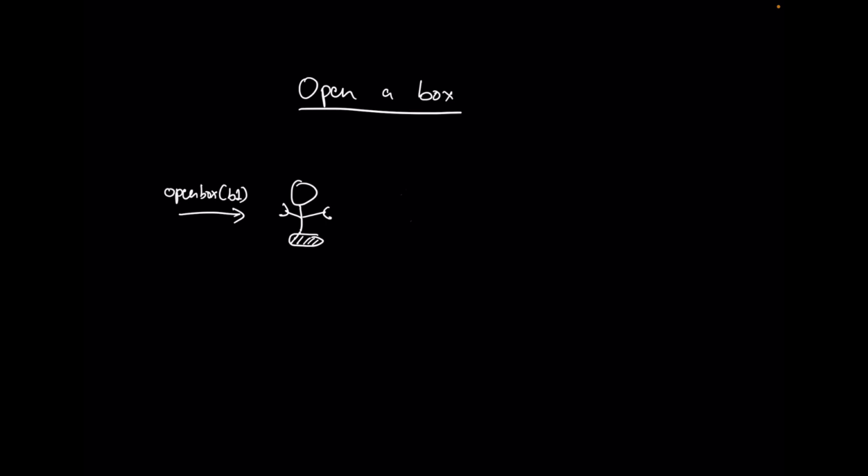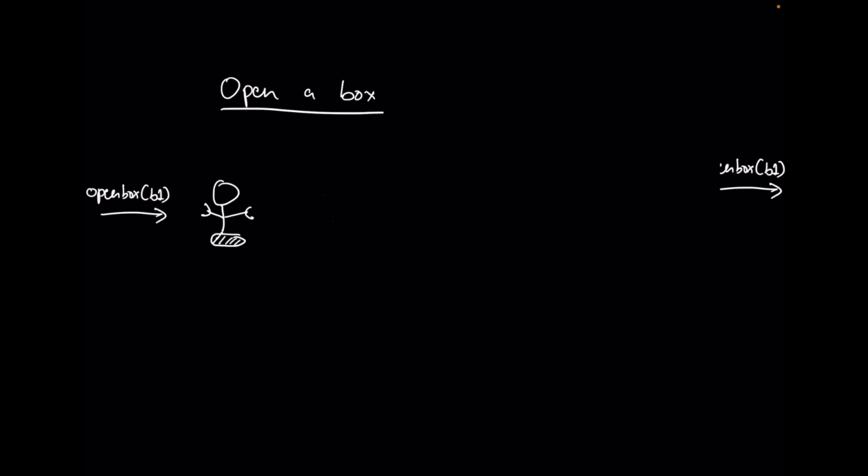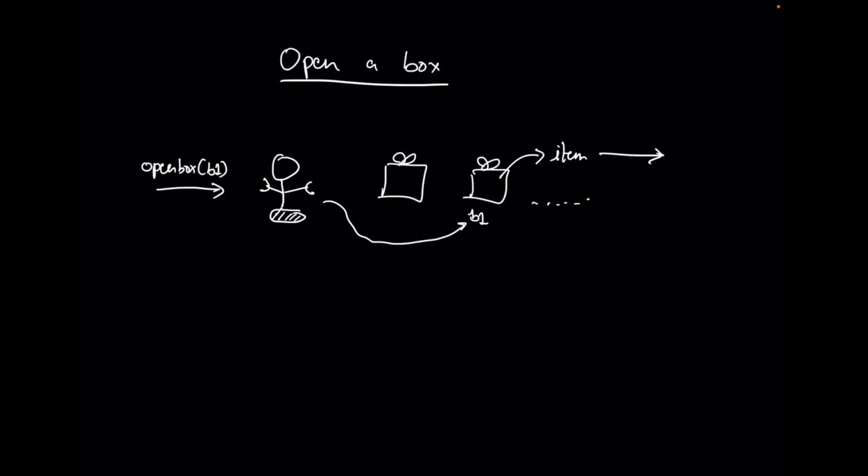So the first thing that the robot can do is it can open a box, right? Open one package, one layer of a package. So what happens is, basically, this open box command, if given to the robot, it'll find this B1 named box from all the boxes that it knows about, and it'll retrieve the item in that box. Now this item could be another box, or it could be the actual gift, the diamond, right?